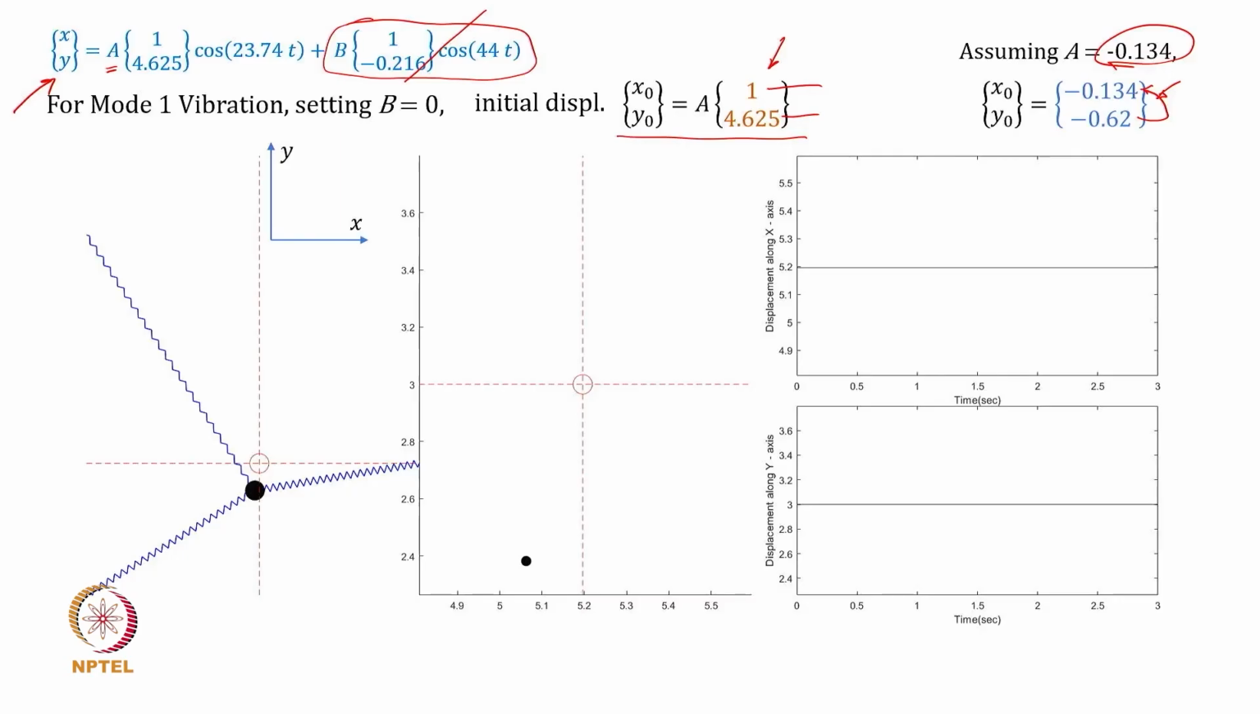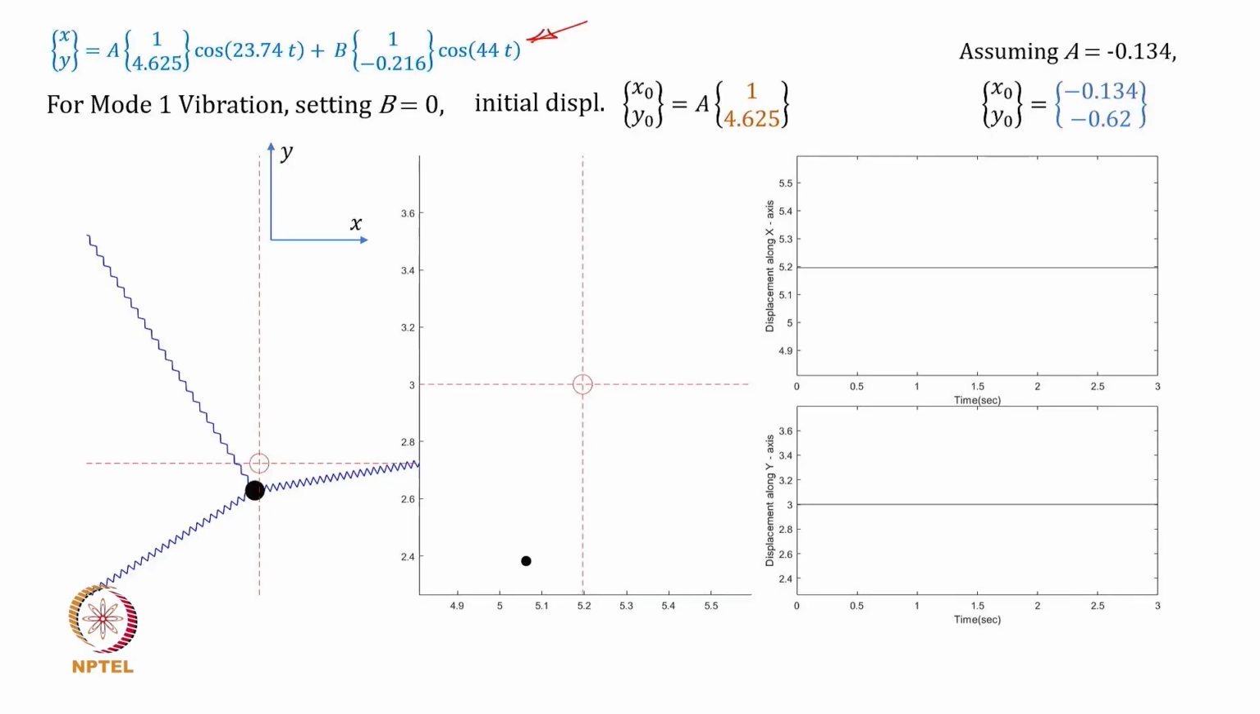You can now see that at t equal to 0, my x position is minus 0.134. So this is the initial x position at t equal to 0, and y is minus 0.625. So this is my y position, so this is y naught. Okay, so I am starting from this as time t equal to 0. That's my initial position of the mass, and now I will see how, using this equation, I can simulate the motion x(t) and y(t), x as a function of time, y as a function of time.